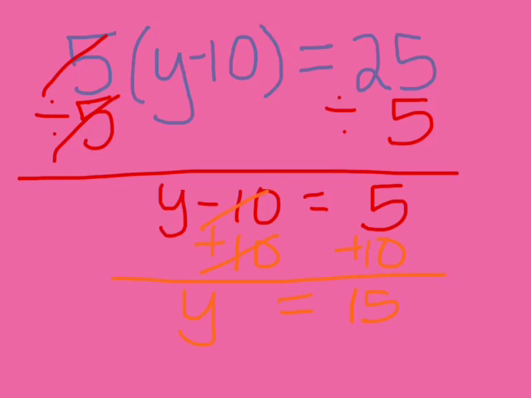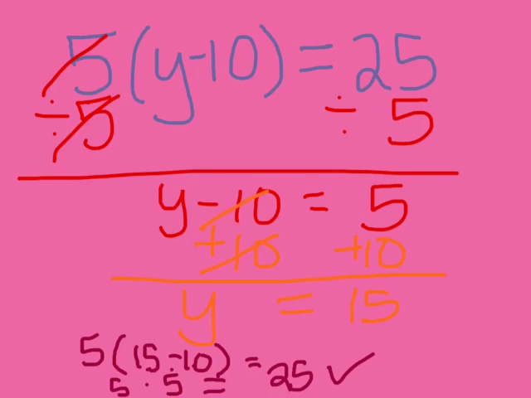So again, I'll go ahead and substitute that back in and make sure that it works. So 5 times the quantity 15 minus 10 should give me 25. So 15 minus 10 is 5. And 5 times 5, yep, it gives me 25. Everything works out. Good to go. So y is 15.